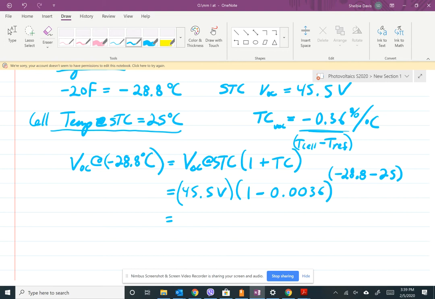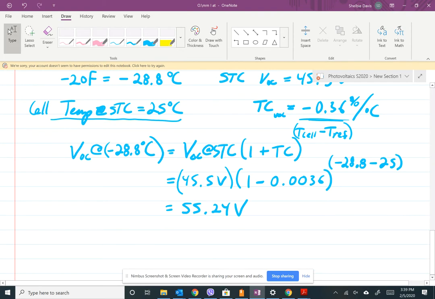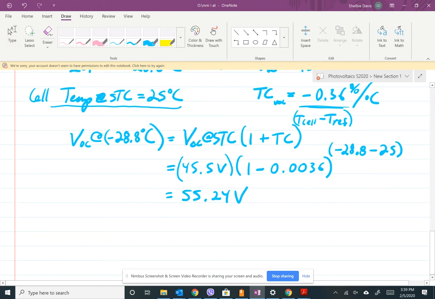Try it again. 55.24. 55.24 volts. Oh yeah, okay. So then you're right. Gotcha. All right, so that's cool.